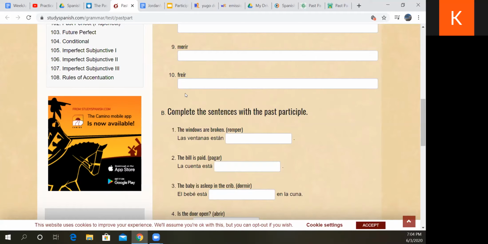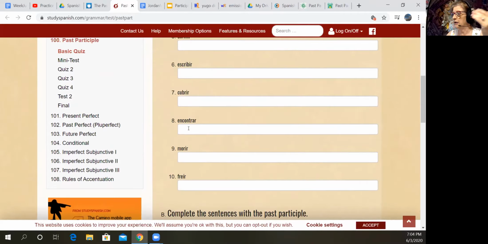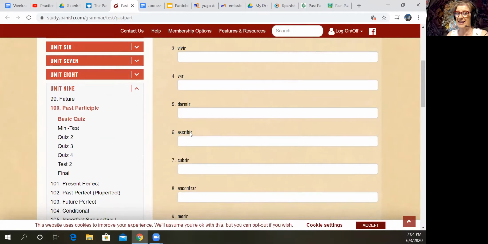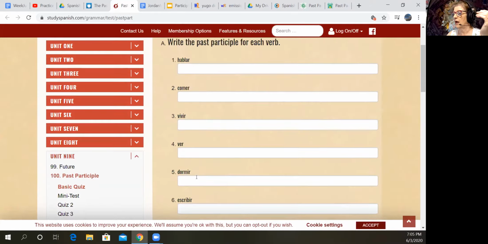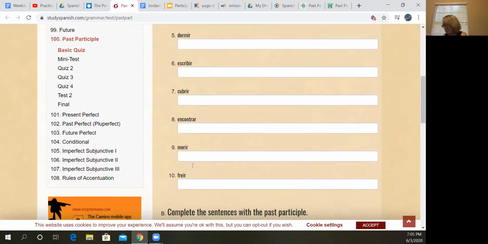Okay, so in English, the past participle will be fried, dead, found, not finded, but found, covered, written. We have lots of irregulars in English with these. They are weird in English, not righted, but written. Asleep, that's how we would say that one. Seen, not seed, but seen. Lived, eaten, spoken. Okay, a ver.